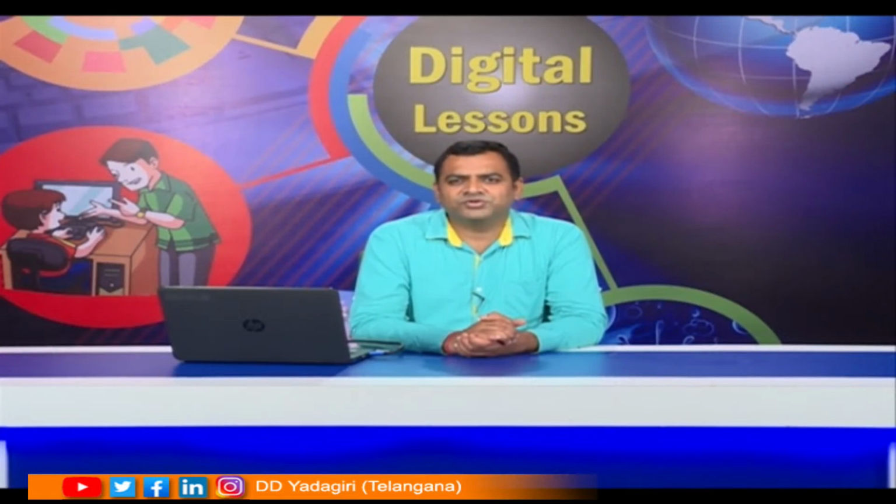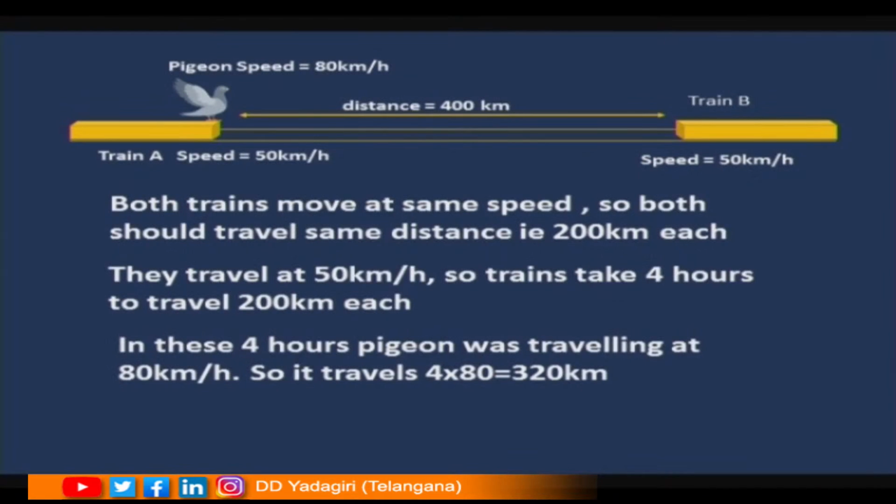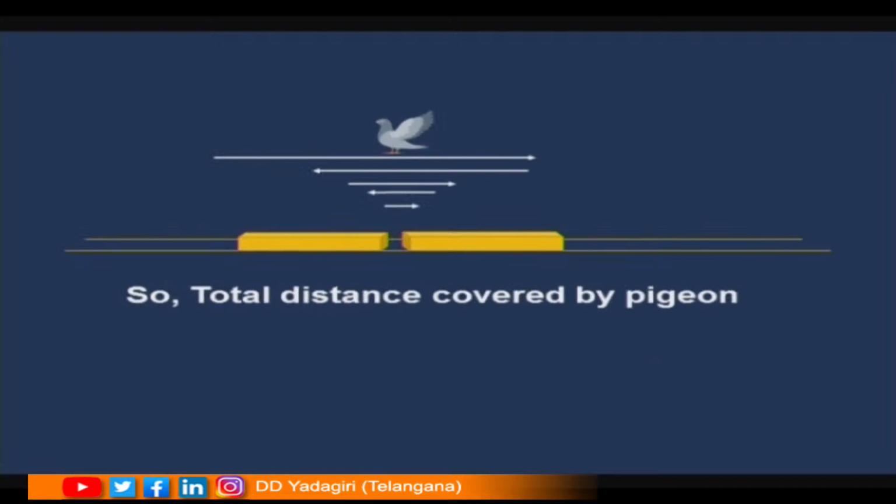Now, you know the time taken by the trains to meet. So, in these 4 hours, the pigeon was traveling at 80 km per hour. So, it travels 4 times 80, which is 320 kilometers. So, the total distance covered by the pigeon is 320 kilometers.